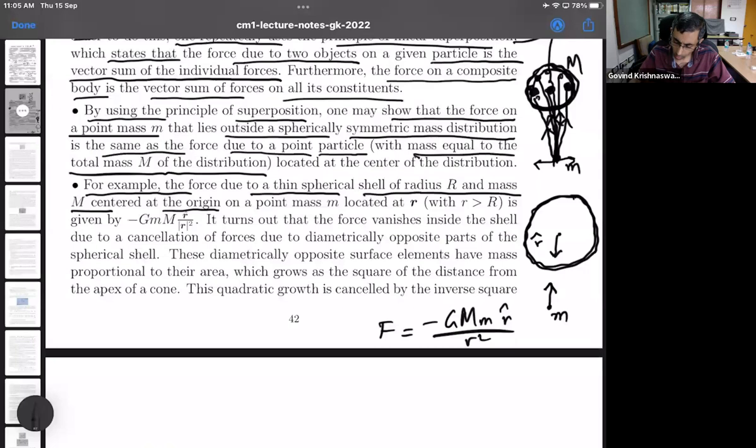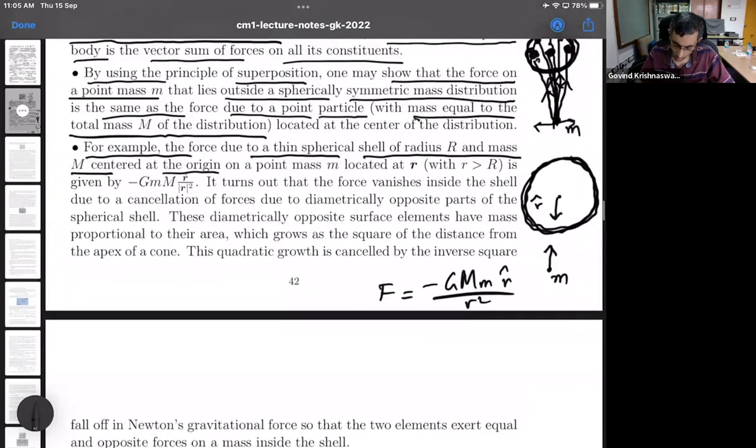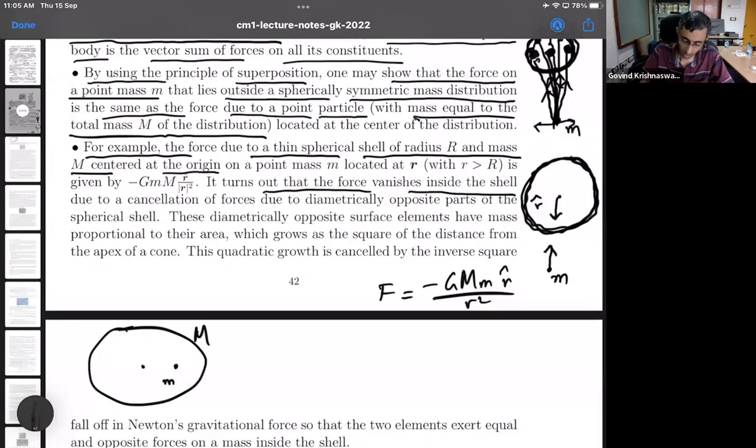Okay, so this is an example of a spherically symmetric mass distribution. It is a special case of the previous discussion. Now we can ask a second question. Suppose your mass that you want, little mass small m, is actually inside the sphere. Not outside but inside the sphere. Then what force does it feel due to the distribution of mass on the surface? It turns out that the force vanishes inside the shell. So let us argue why this is the case.